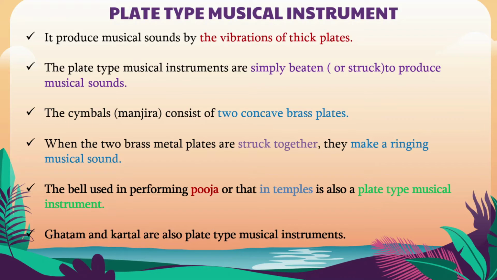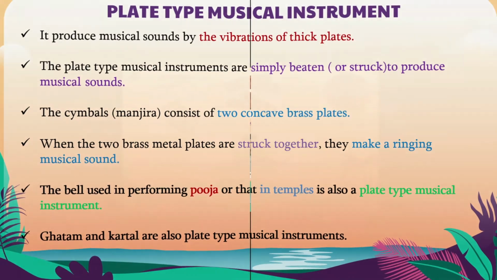The next one is plate type musical instrument. It produces musical sounds by the vibration of thick plates. The plate type musical instruments are simply beaten or struck to produce musical sounds. The cymbals, also called manjira, consist of two concave brass plates. When the two brass metal plates are struck together, they make a ringing musical sound. The bell used in performing puja or that in temples is also a plate type musical instrument. Ghatam and Kartal are also plate type musical instruments.